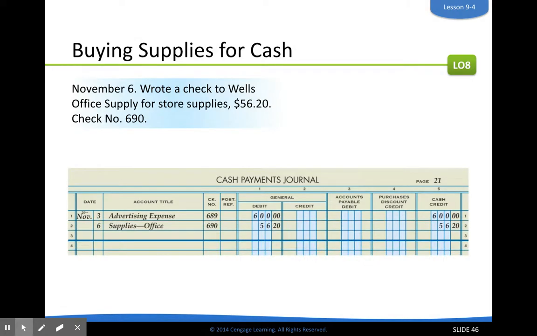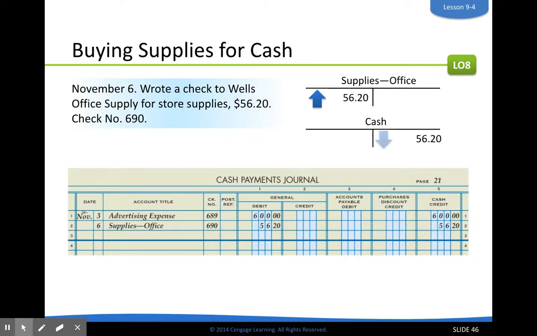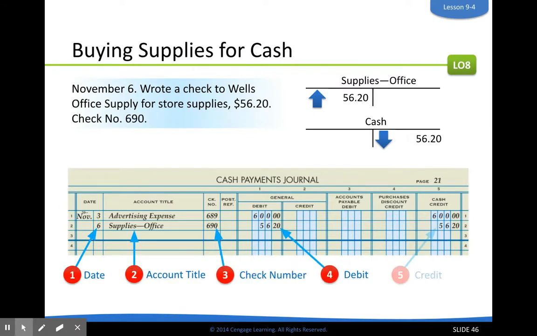We have another example of purchasing supplies with cash. It is also going to look very similar to how it looked in our general journal. Increase supplies with a debit, decrease cash with a credit. And that is what our entry looks like, just like it would have in our general journal.